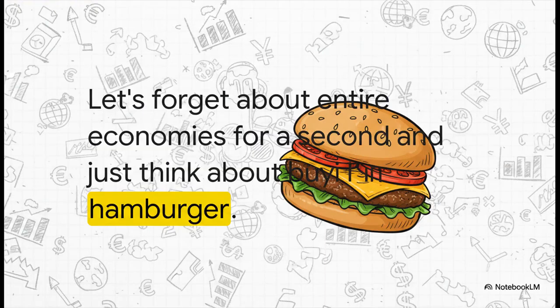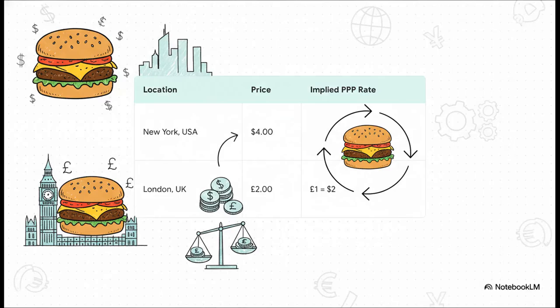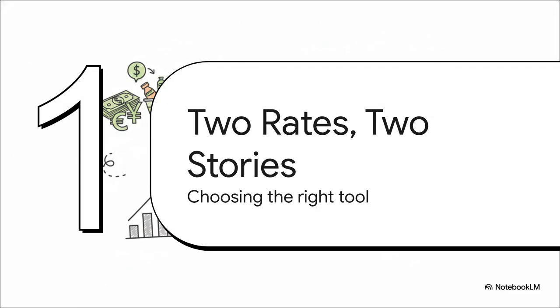To make this crystal clear, let's just park the idea of trillions of dollars of GDP for a minute and focus on one simple, universal thing, a hamburger. Okay, so look at this. The logic here is actually super simple. If a hamburger costs $4 in New York and that exact same hamburger costs £2 in London, then for the purpose of buying hamburgers, $2 has the same buying power as £1. See? The implied PPP rate is 1 to 2, and that rate might be totally different from the one you'd see at a bank.